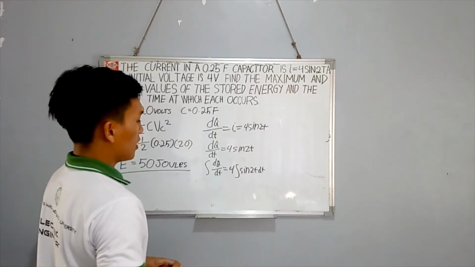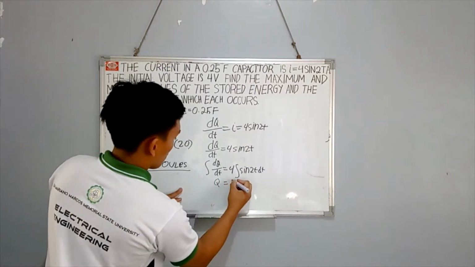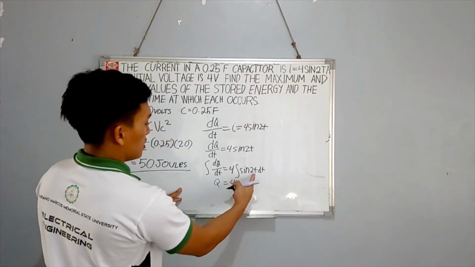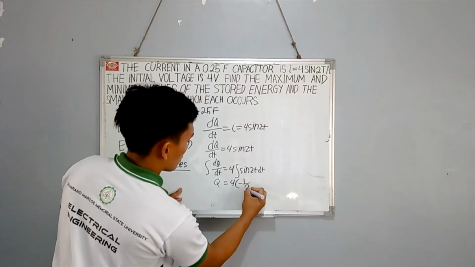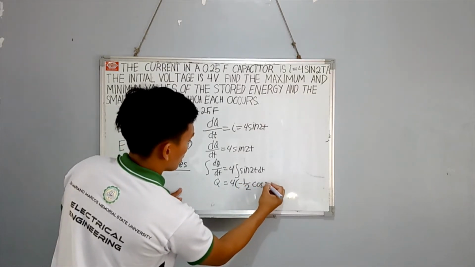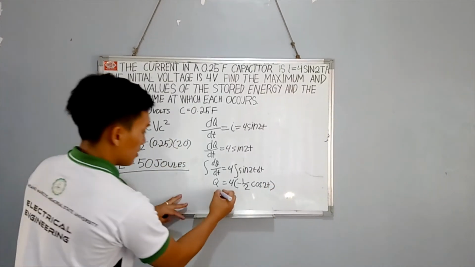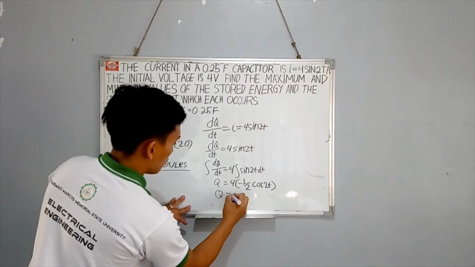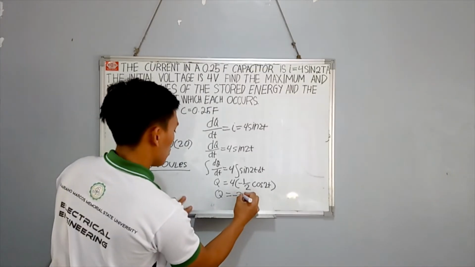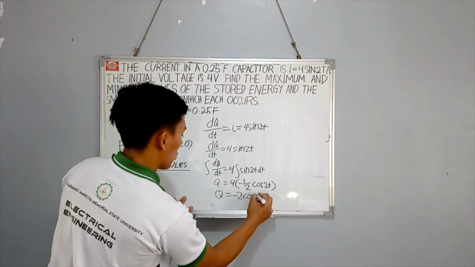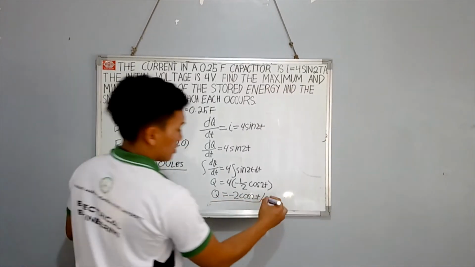And the integral of dq over dt is equal to q. And the integral of sine 2t dt is equal to negative 1/2 cosine 2t. As we simplify, q is equal to 4 times negative 1/2 cosine 2t, which is equal to negative 2 cosine 2t. Let's set this as equation 1.